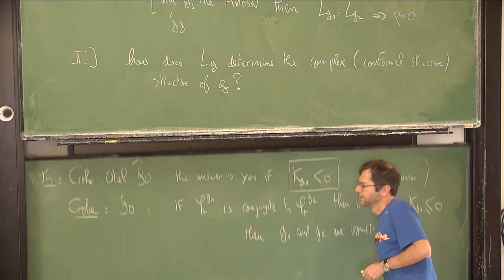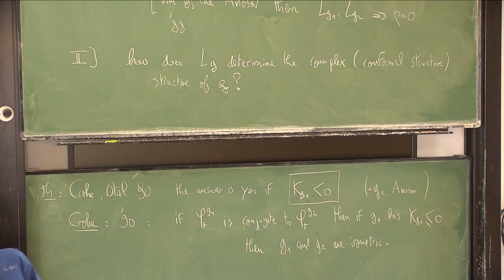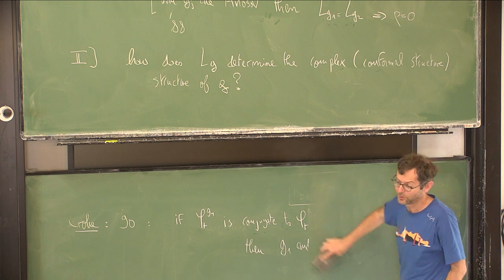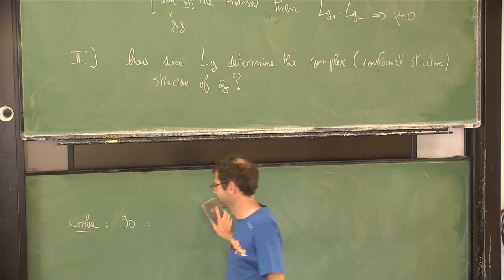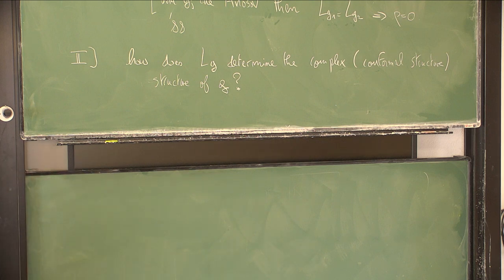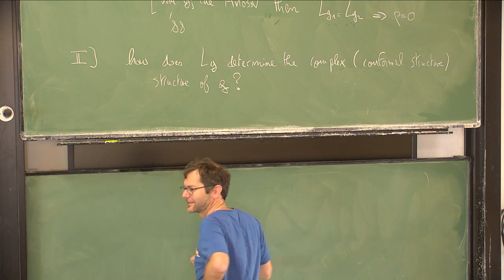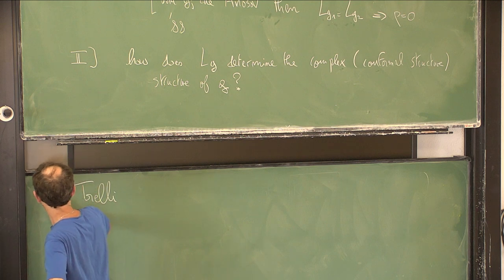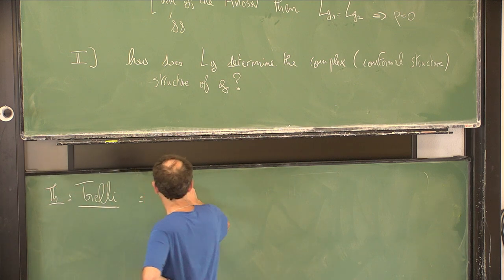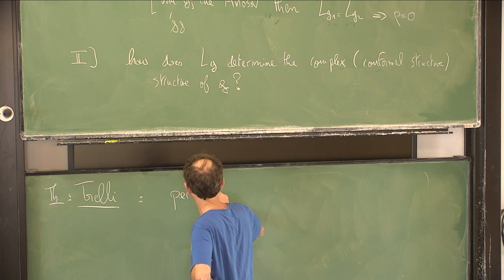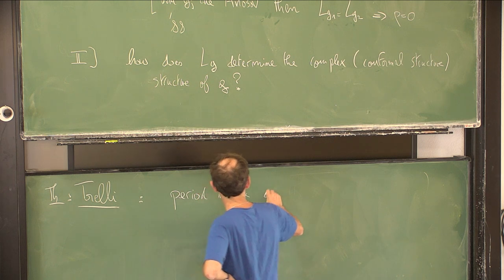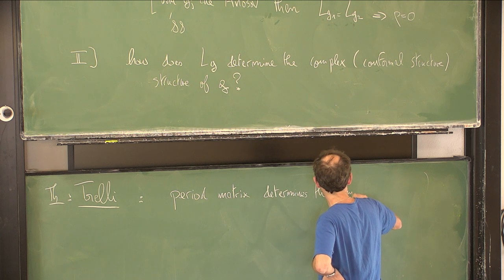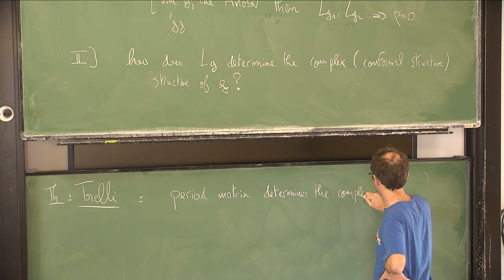So there is a very old theorem by Torelli. And to be honest, I don't really understand the proof. I haven't really read the proof carefully. You can find it in the book of Farkas, I think. So there is a theorem of Torelli, which shows that the period matrix determines the complex structure. And I will tell you what the period matrix is.